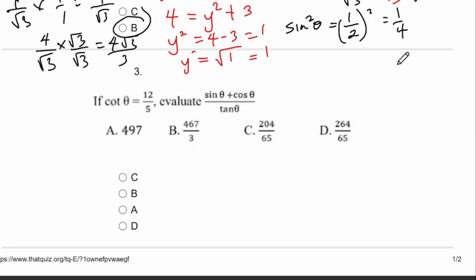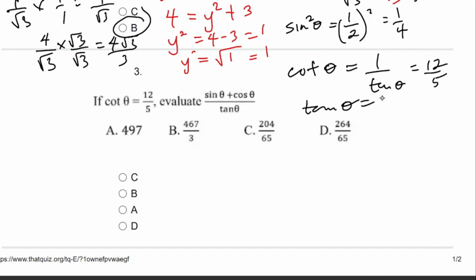So this as well. What we're going to do now is cot theta. What is cot theta? Cot theta is the reciprocal of tan theta. That's what cot theta means. So cot theta is equal to 1 over tan theta, and we have this to be 12 over 5. So tan theta will then be 5 over 12. That is the first thing.